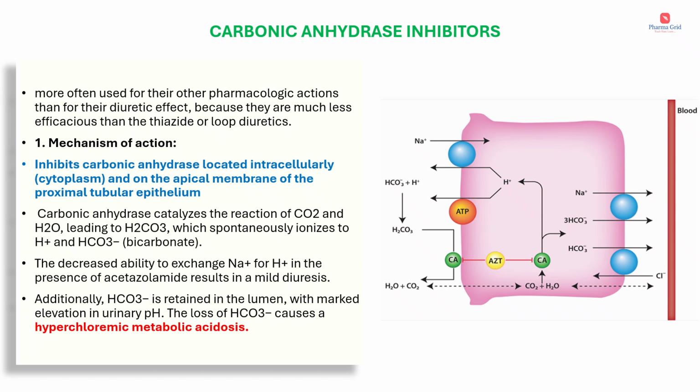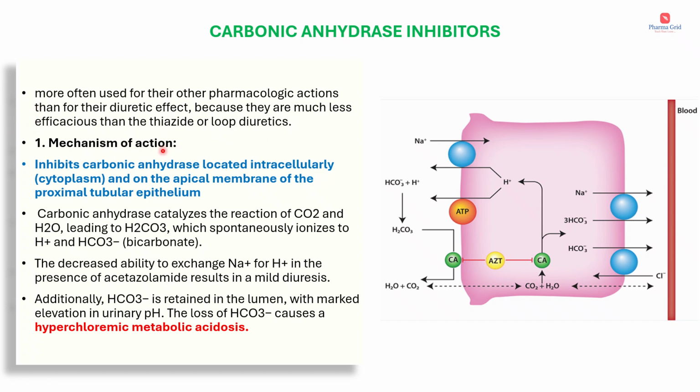Under diuretics, the next category is carbonic anhydrase inhibitors. Examples include acetazolamide, dorzolamide, brinzolamide, etc. These drugs are more often used for their other pharmacological actions than for their diuretic effect because they are much less efficacious than the thiazide or loop diuretics.